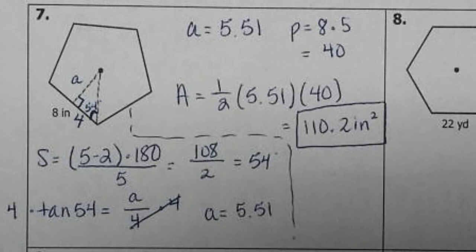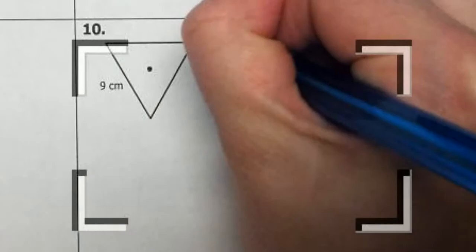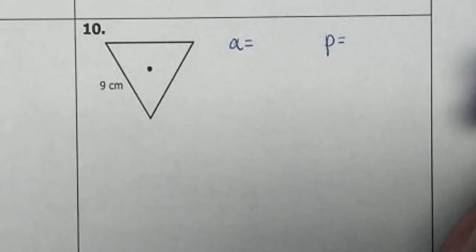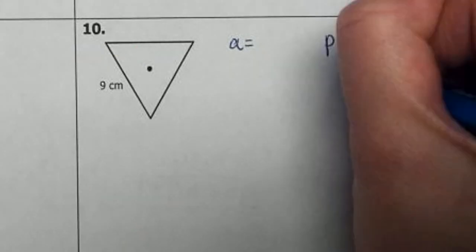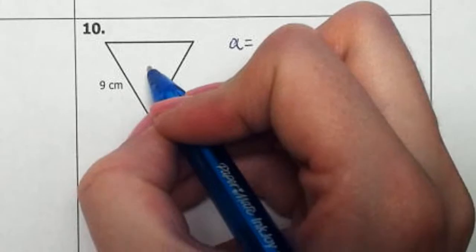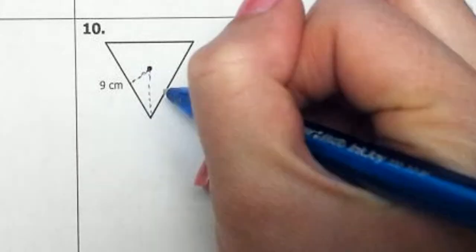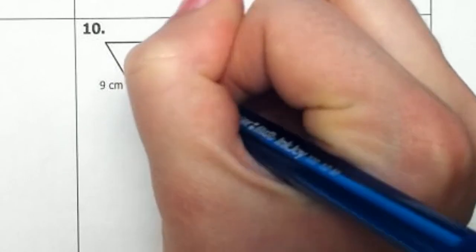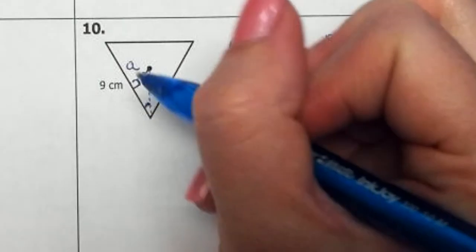Okay, so I'm going to skip to number 10. You can look at number 10. Need my apothem and my perimeter. I don't know my apothem, but I can find my perimeter real quick by doing 9 times 3, which is 27. I'm going to draw in my apothem and my radius to get a right triangle. Here's my 90-degree angle. I need this angle. And I need A, the apothem. I know that half of this whole entire side is 4.5.